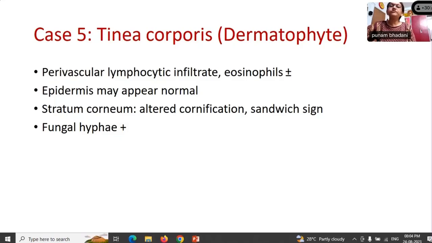So everyone should perform PAS in this case. So this is a very nice discussion. So we can go ahead. That's all from my side. Thank you. So we'll move on to case number 6.